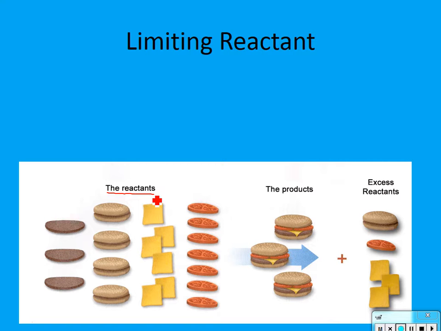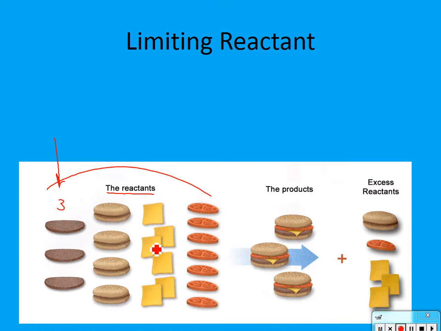Okay? So if you look at the reactants here, guys, look at all these reactants. Which one is going to run out first? The patties. How many do we have? We only have 3 patties. So can you make more than 3 cheeseburgers? No, sir. So that right there, because it's the limiting ingredient here, we would call this the limiting reactant.